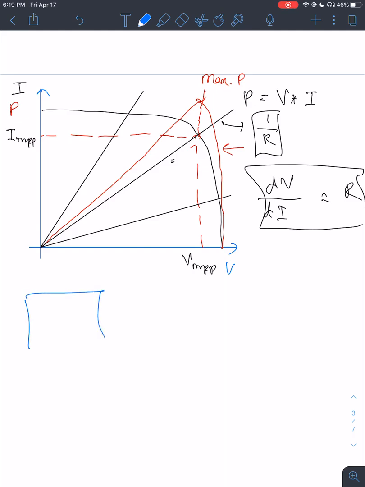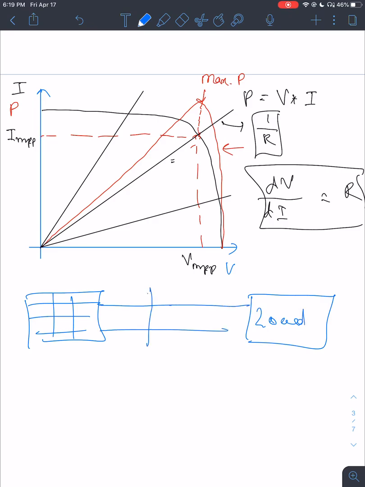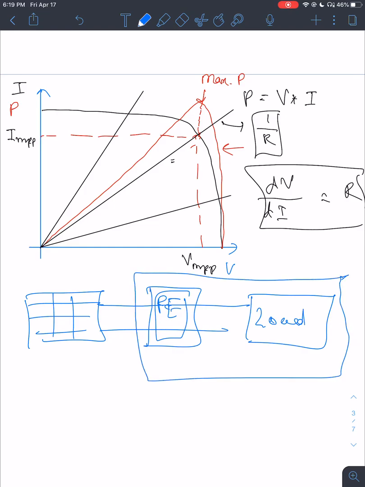Okay, so we have our solar cell, we have our load. We connect something between these two, which is our power electronic circuitry. And this lets us vary the overall value of resistance that the solar cell sees.